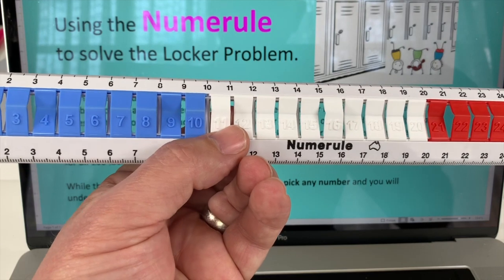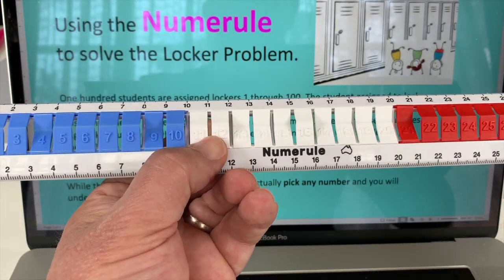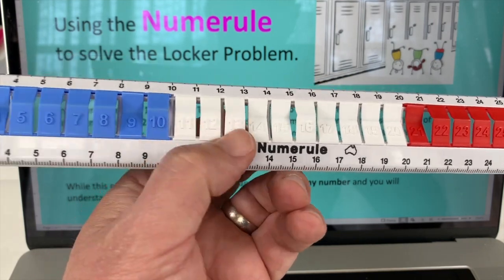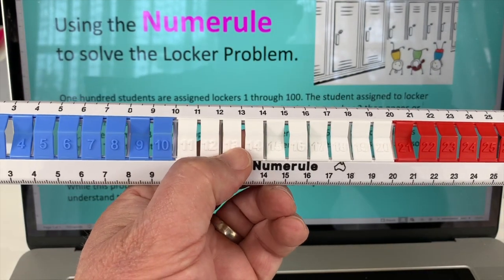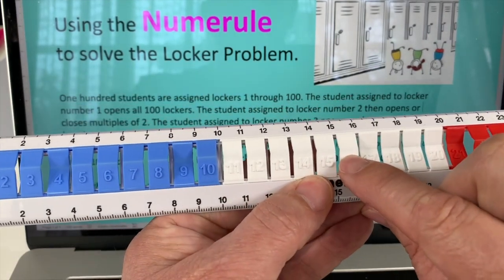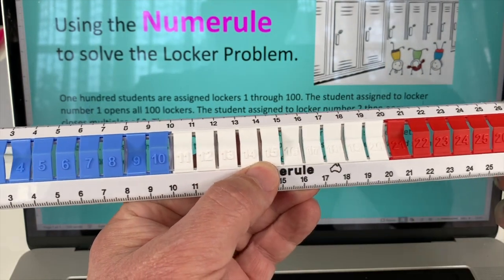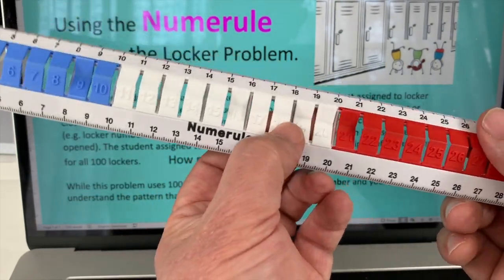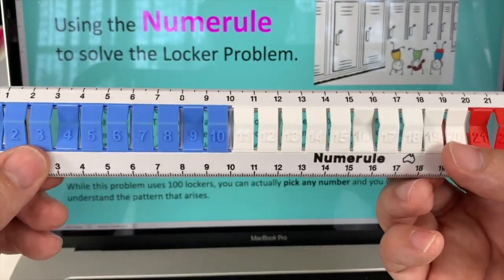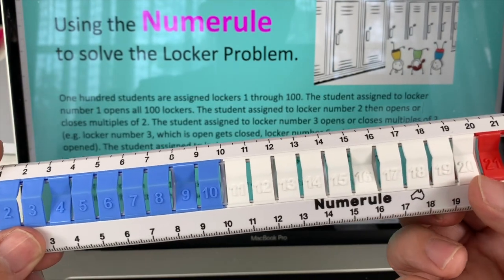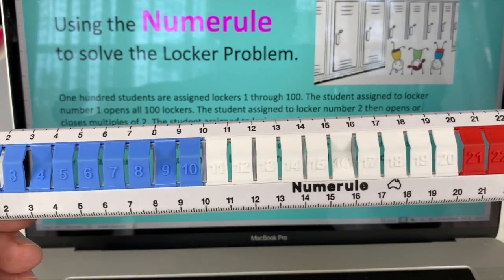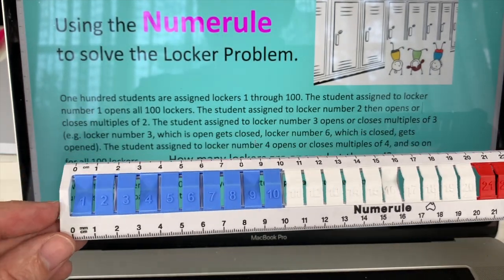Student number 12 comes along. 12. Nothing else, too big. Student number 13 comes along. Student number 14, student number 15, student number 16 comes along. Press it down. Student number 17, student number 18, student number 19, student number 20, and student number 21 comes along. And we've finished our sequence.